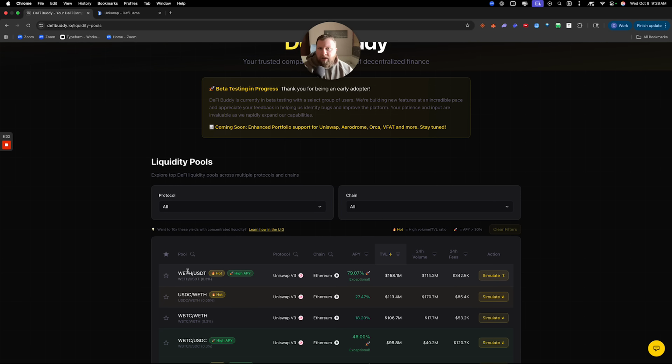The second thing is the chain. For me, I'm probably going to do Arbitrum today. Now, I did on-ramp some capital onto Base and to Arbitrum, but I think I'm going to select Arbitrum. So in my mind, I'm looking for an ETH pool paired with a stablecoin on Arbitrum.